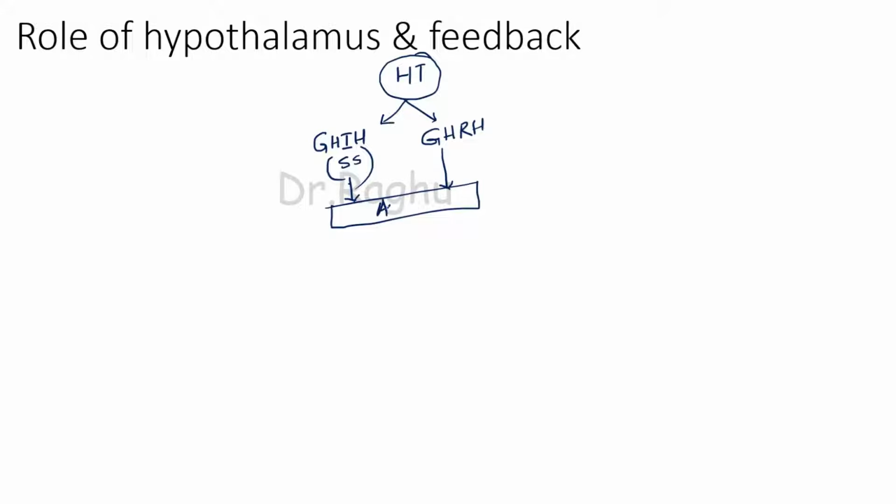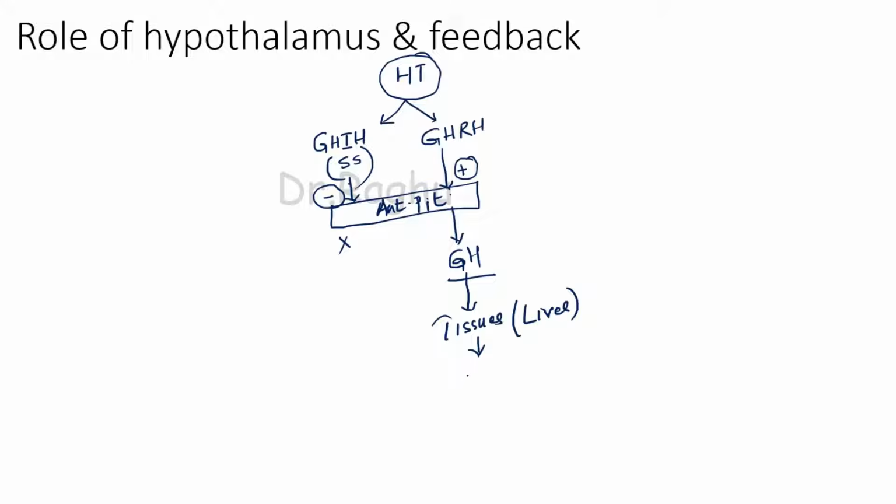Growth hormone releasing hormone is going to stimulate the somatotropes, and the somatotropes are going to release the growth hormone, whereas growth hormone inhibiting hormone is going to inhibit the somatotropes in the anterior pituitary, and no growth hormone is produced. Now the growth hormone, which is secreted from the anterior pituitary, is going to act on various peripheral tissues. Among them the most important is the liver.